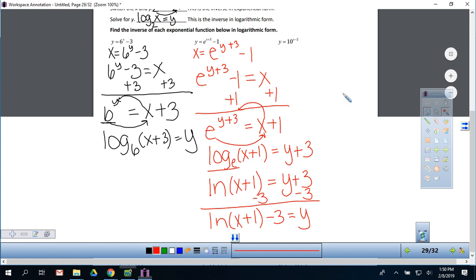All right. So what do we have for this one? Does anybody want to do it? Logan. All right. So tell me what to write. X equals 10, y minus 3. And as you guys get more comfortable with these, you'll start skipping steps.